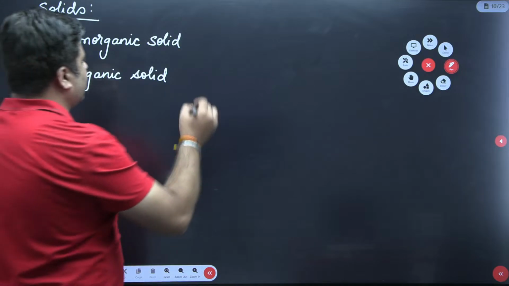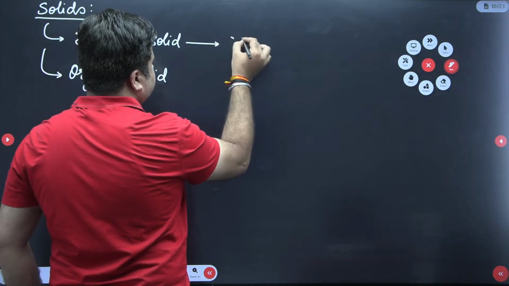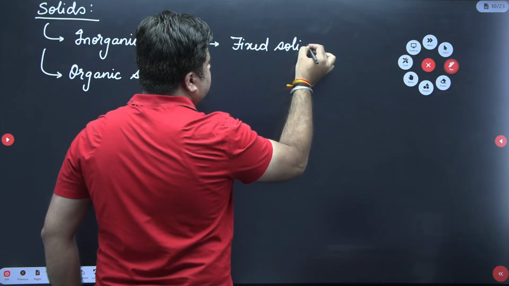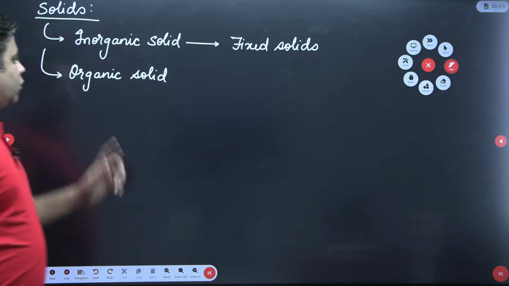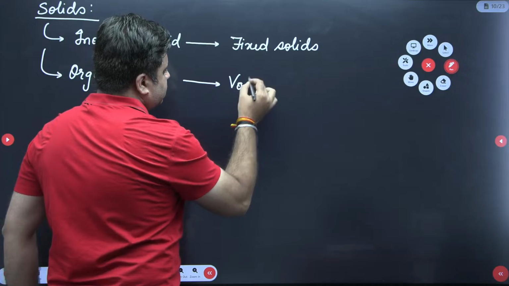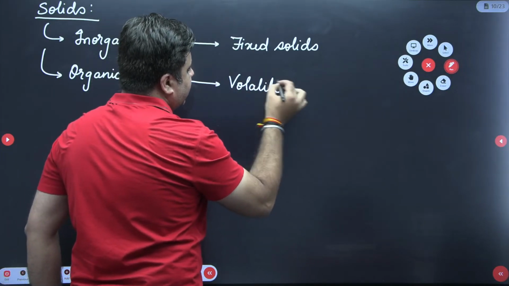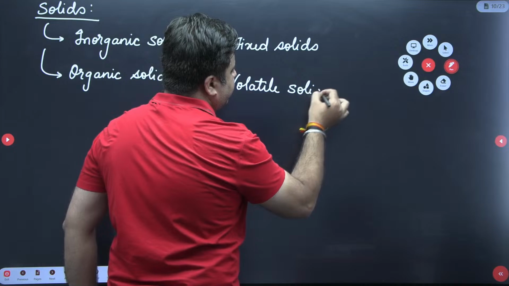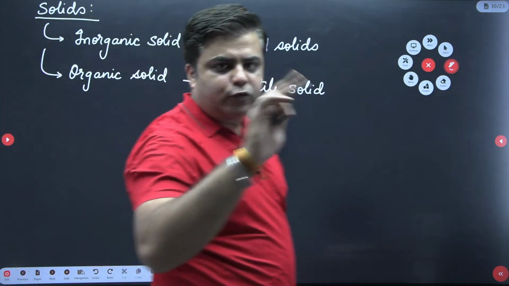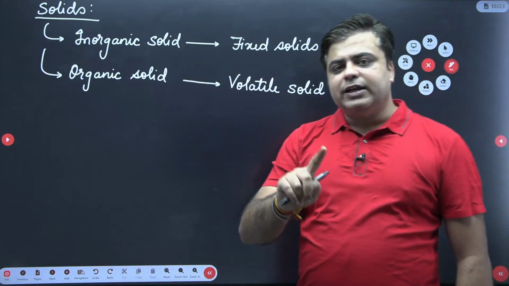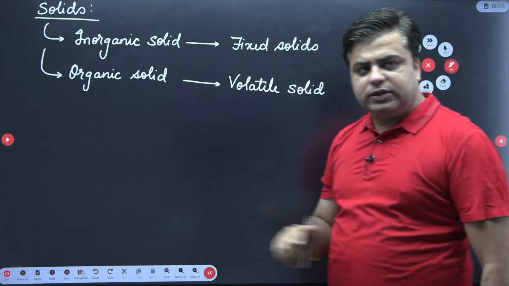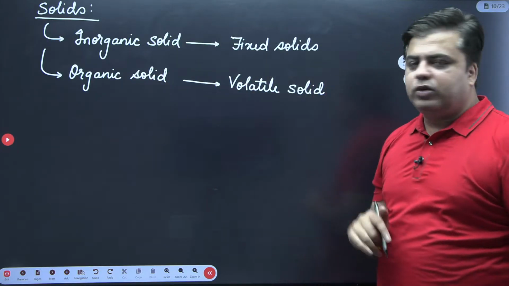Inorganic solids are also known as fixed solids. Similarly, organic solids are known as volatile solids. So there should be no scope of confusion, right? Any type of solid can be of two types: inorganic solid or organic solid. Inorganic solid is also known as fixed solids. Organic solid is also known as volatile solids.